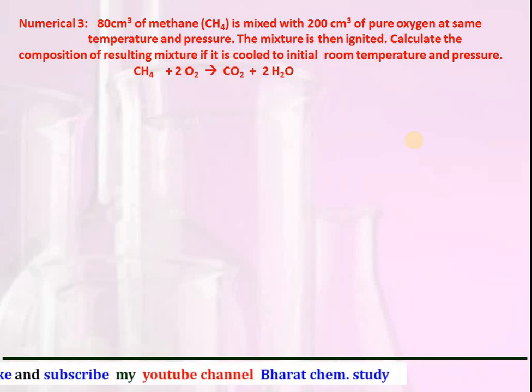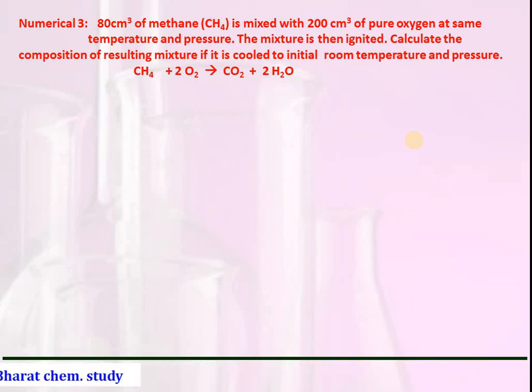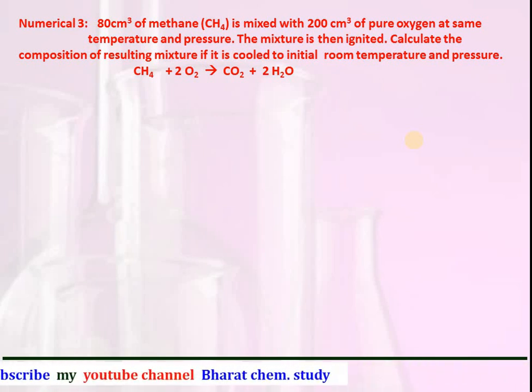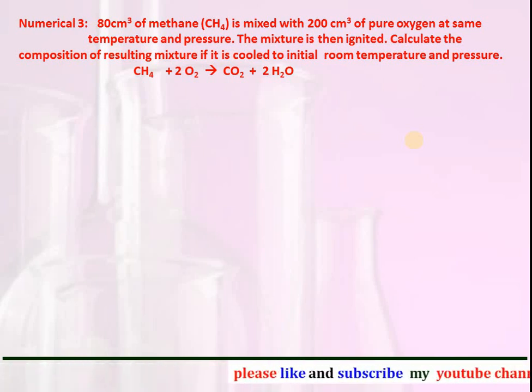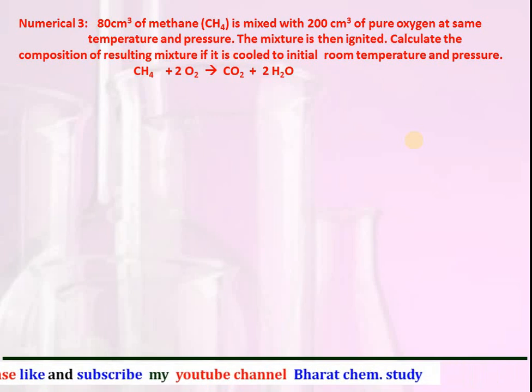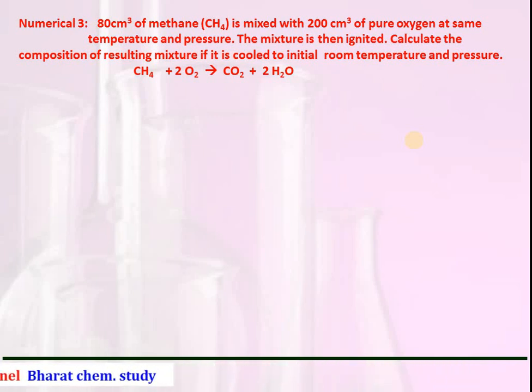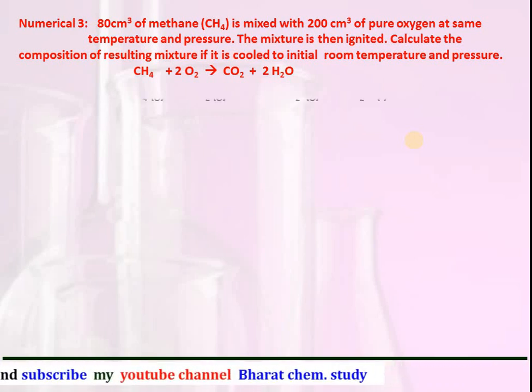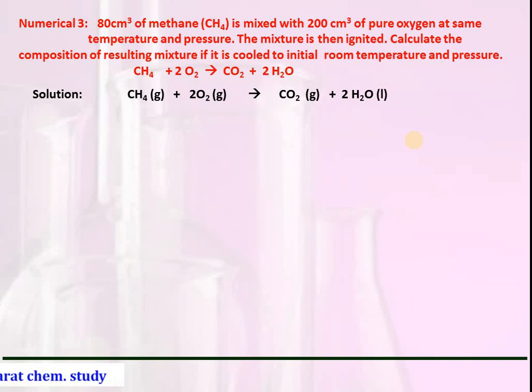Numerical third. 80 centimeter cube of methane is mixed with 200 centimeter cube of pure oxygen at the same temperature and pressure. The mixture is ignited. Calculate the composition of the resulting mixture. When this line is written, composition of resulting mixture, that means we have to find out the volume of the product formed as well as the volume of the unreacted reactant. If it is cooled to initial room temperature, the equation is given. In this equation, the water is given in liquid form, therefore we are not going to take its volume.